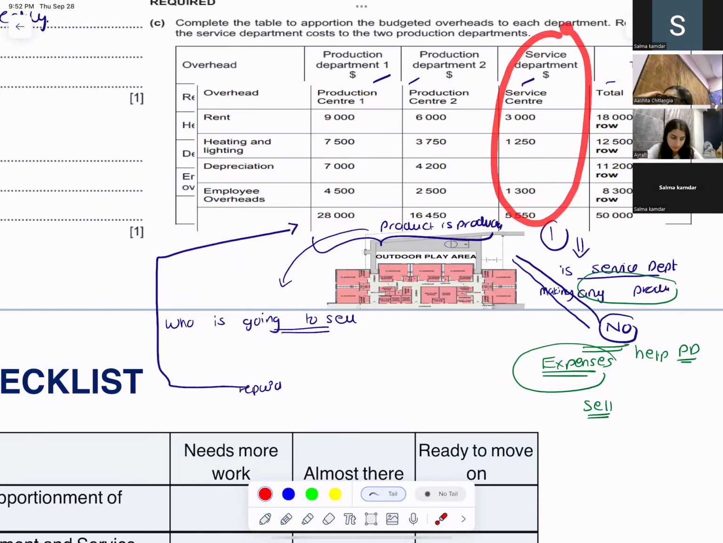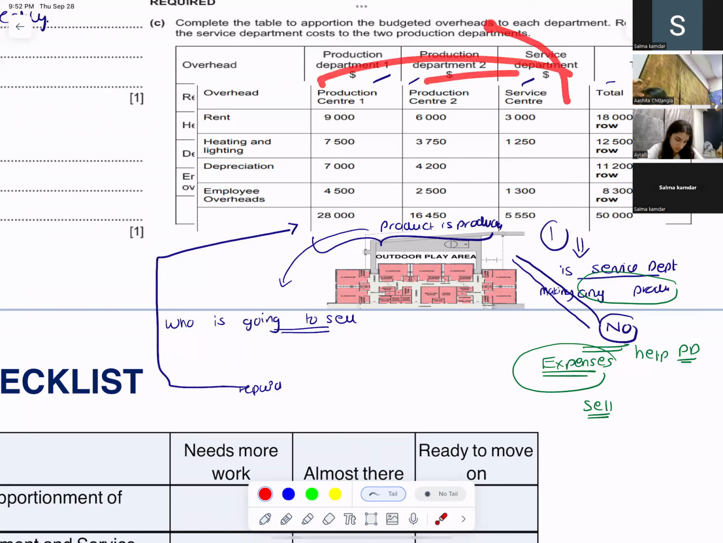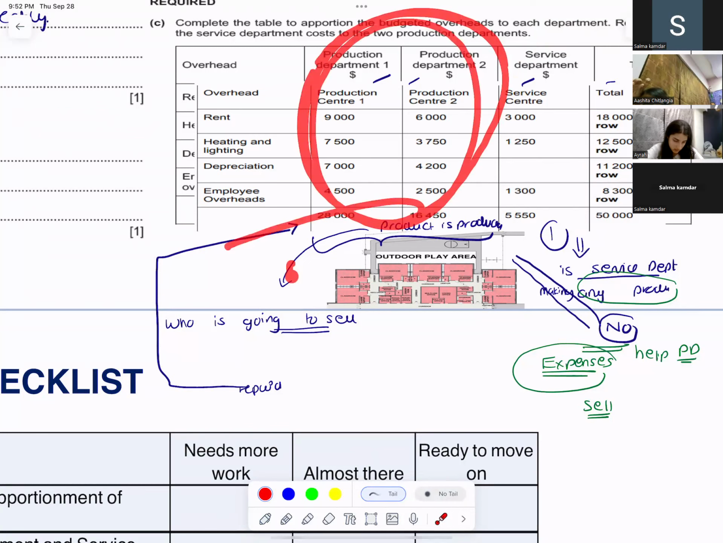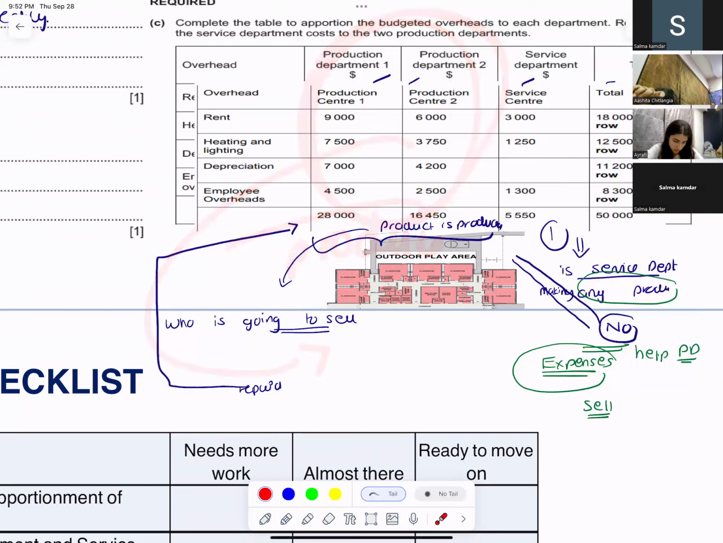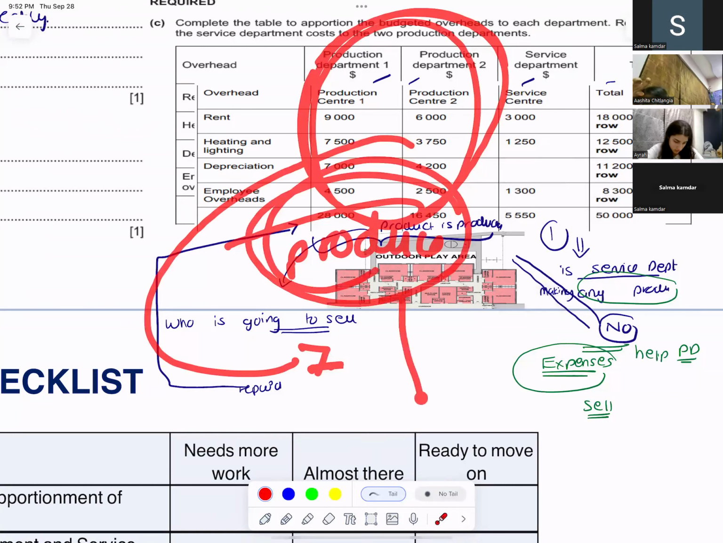Service department is a department which is only helping the production department to perform their duties. That means they're giving them food, or maintenance, or storage facility, or banking facility. Production department is the department that is ultimately going to produce, ultimately going to sell, and after selling, the production department will receive the money.